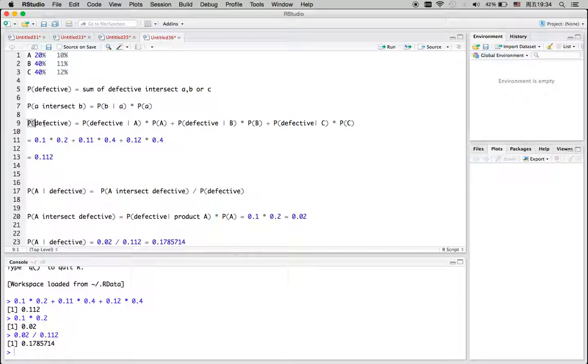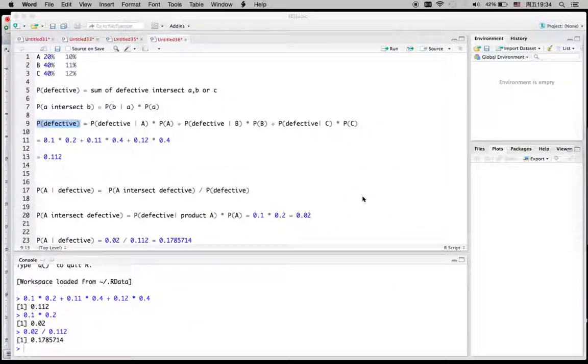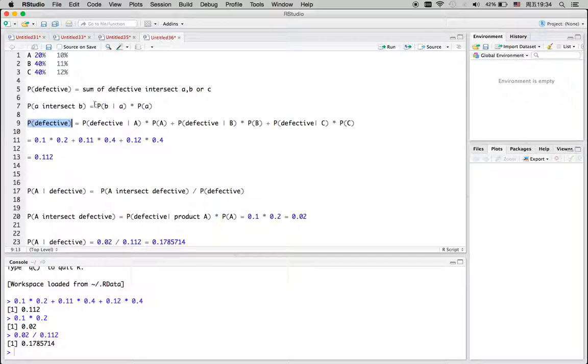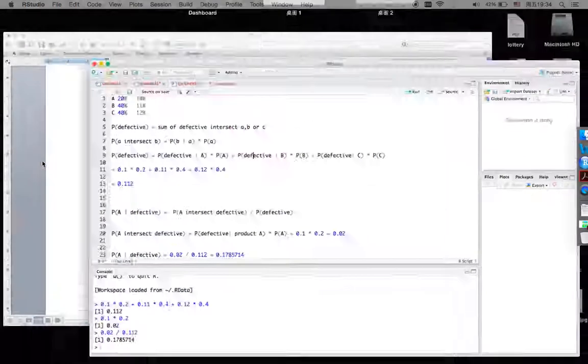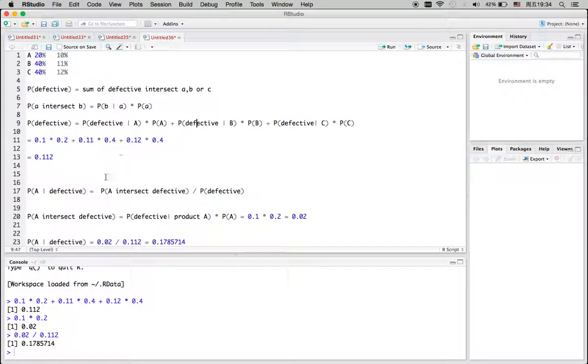So if we are looking for the probability of defective, from this Venn diagram, we can see that the event B will be the sum of the intersection for B and each of the A i. So as we expand the formula, and then we are given the numbers for each part, all we need to do is just plug in the number, and then we can find that the event B here will represent 11.2% for the product that is defective.